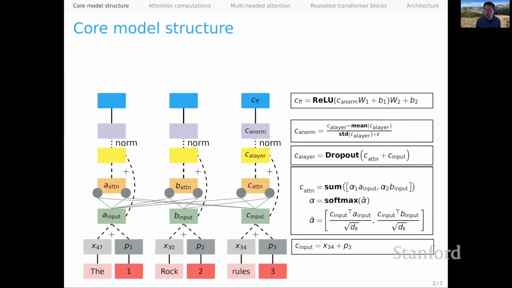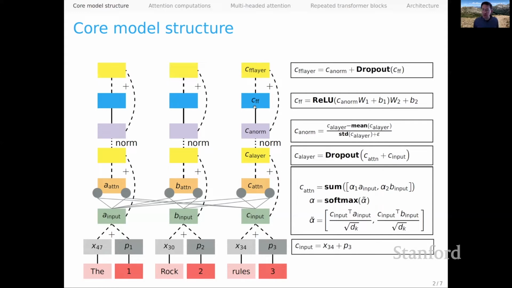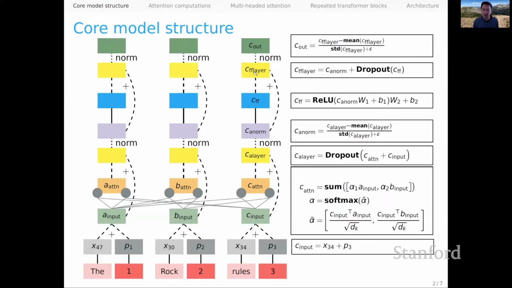The next step is more meaningful. This is a series of 2 dense layers. So we'll take CA norm here and feed it through this dense layer with a nonlinearity, followed by another linear layer to give us CFF as given in dark blue here. And that's followed by another one of these interesting residual connections. So we'll apply dropout to CFF and then add that in with CA norm as given down here at the bottom. And that gives us this second yellow representation. And we follow that by one more step of layer normalization, and that gives us the output for this block of transformer representations.